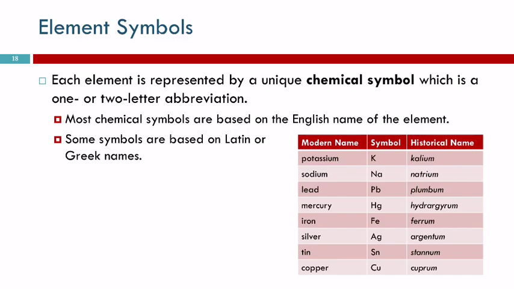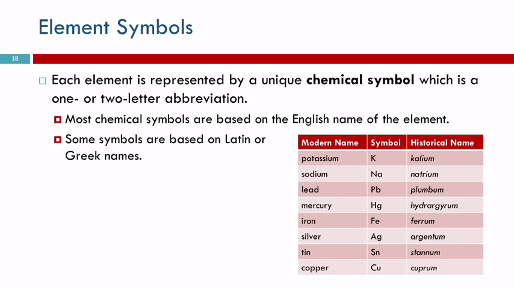Each element is represented by a unique chemical symbol. They all have names, but they also have symbols, because using just the names, we need some abbreviations, basically. You should be familiar with these because I made you memorize them for the memorization quiz. So now this is one less thing you have to learn, right? So they're 1 or 2 letter abbreviations. Many of them are based on English names.